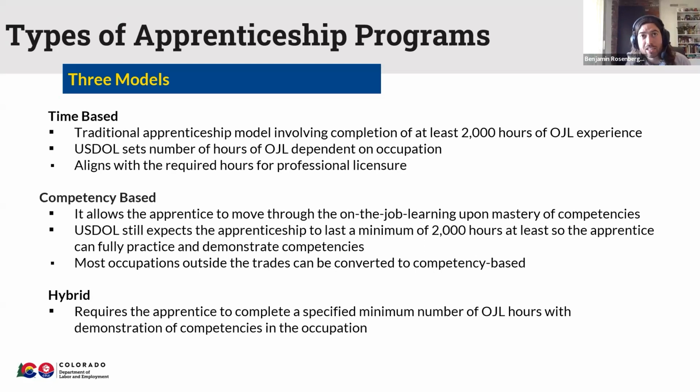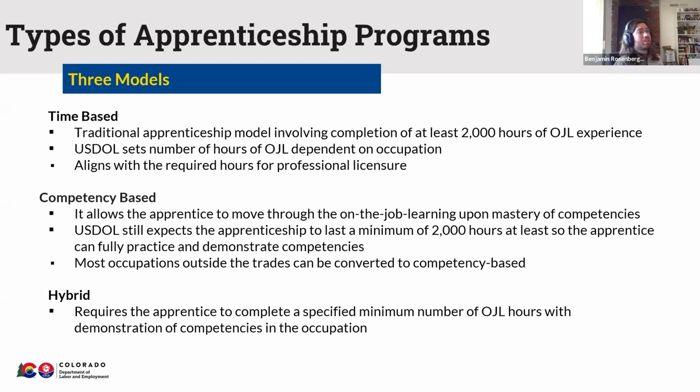First is a time-based model, which is where, let's say you're an auto mechanic and you're going to say, all right, we're going to do 20 hours of learning how to fix a brake, and then 40 hours of learning how to fix a transmission, and then 40 hours of fixing this next part of the car. And basically, it's done through the amount of time that an apprentice spends doing on-the-job learning. And ultimately, all that time adds up to 2,000 hours.